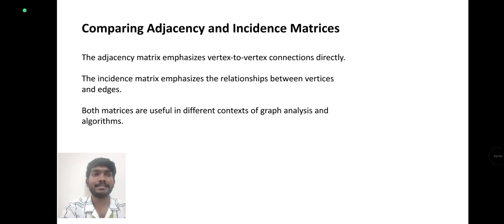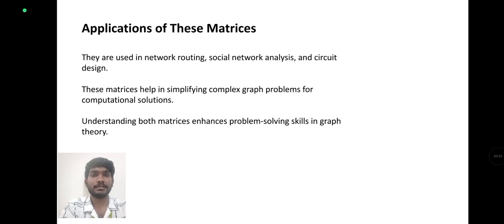Comparing adjacency and incidence matrix. The adjacency matrix emphasizes vertex to vertex connection directly. The incidence matrix emphasizes the relations between vertices and edges. Both matrices are used in different contexts of graph analyses and algorithms.